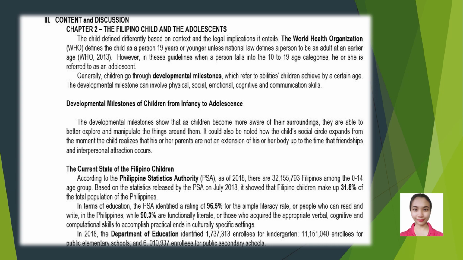So, in the year 2018, the Department of Education identified 1,737,313 enrollees for kindergarten, and then we also have 11,151,040 enrollees for public elementary schools, and we also have 6,010,937 enrollees for public secondary schools. So, as you can see, class, there are a lot of children that still go to school, even though their parents cannot afford the tuition.